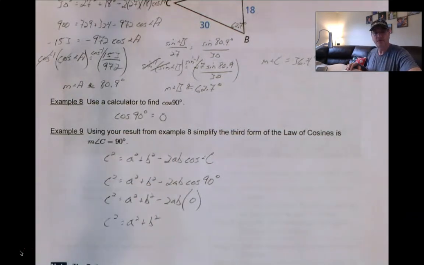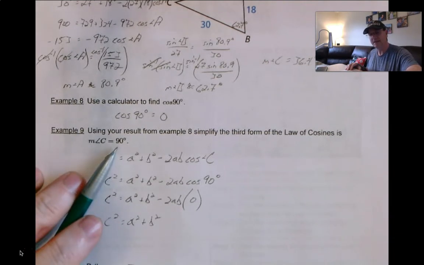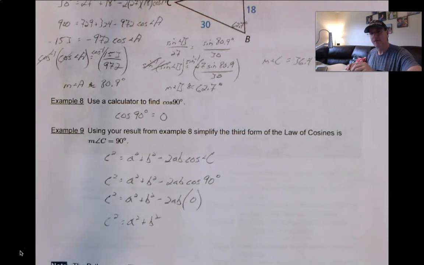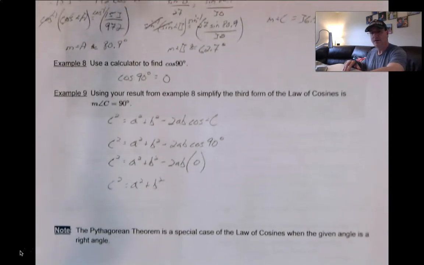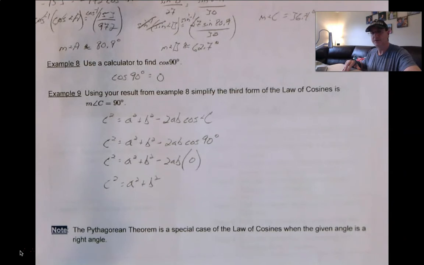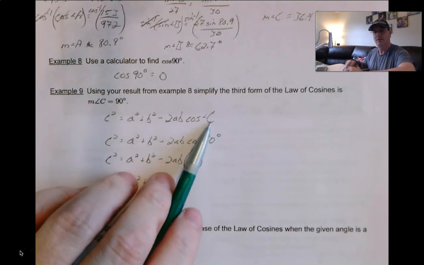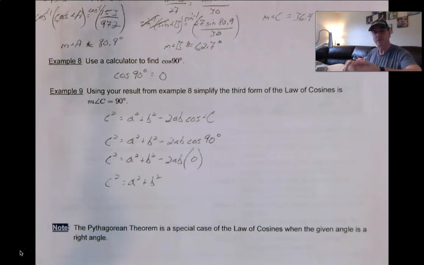Does this look familiar? It should. Let's think back. If angle C is 90 degrees, what type of triangle is this? This is a right triangle. What you've just seen is a proof that the Pythagorean theorem is just a special case of the law of cosines when we have a right angle. The Pythagorean theorem is a special case of the law of cosines when the angle that we're working with is a right angle, when we have a right triangle. The Pythagorean theorem is going to work.